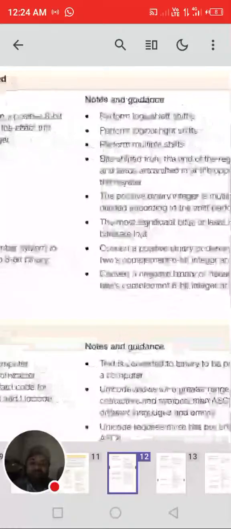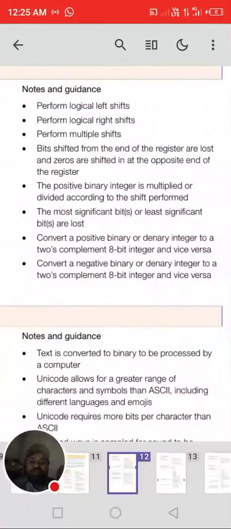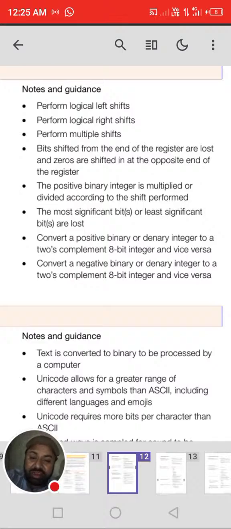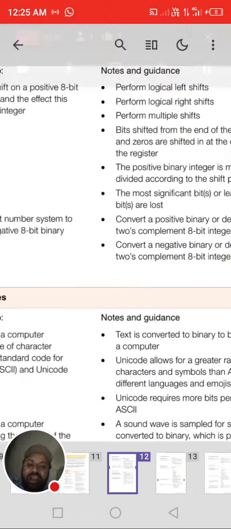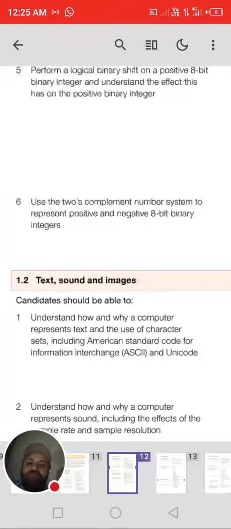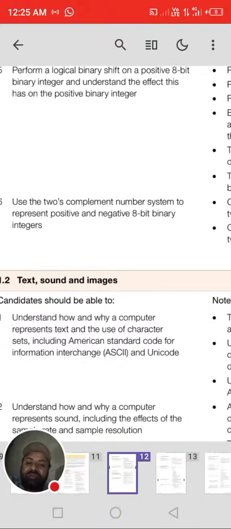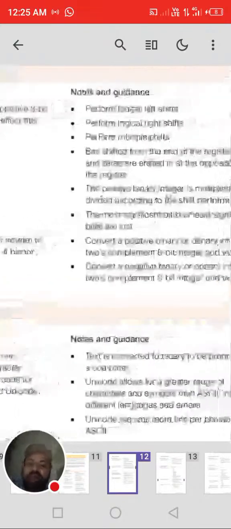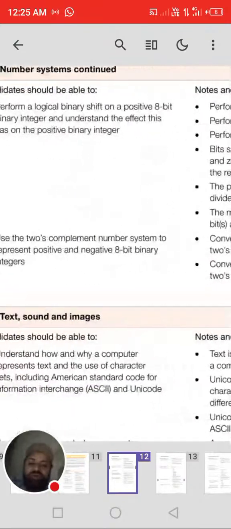Yes, multiplication is done in that way. The most significant or least significant bits are lost. The most significant bit gives the highest importance to that number, and the least significant bit has less value. And then use the two's complement number system to represent positive and negative 8-bit numbers. Yes, we can use two's complement.